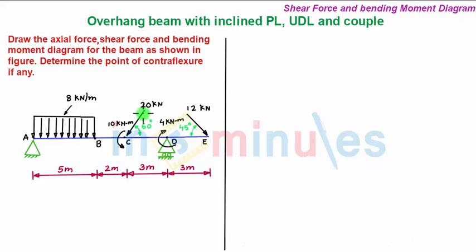First we'll resolve these inclined point loads into their vertical and horizontal components. So the vertical component of this inclined load of 20 kN will be a downward force of 20 sin 60 and a leftward force of 20 cos 60. Also there will be a vertical downward force of magnitude 12 sin 45 and a rightward force of 12 cos 45 kN.